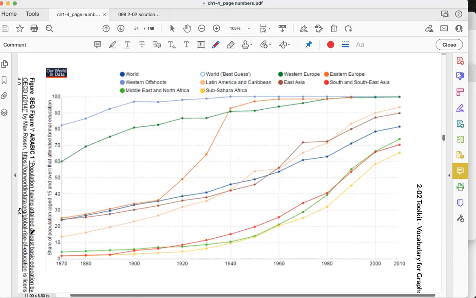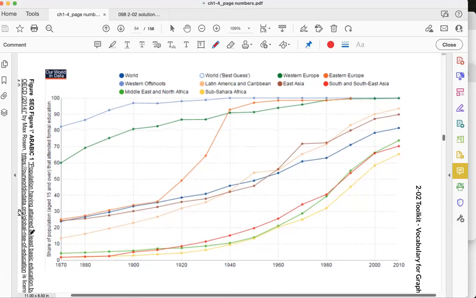So I managed to rotate this graph. It's a lot easier to read now. Western Europe is a darker green. So that's this line here. And they said that it's not growing for the last 20 years. There's the dark green line, and it does appear to be flat or horizontal, not growing any longer.